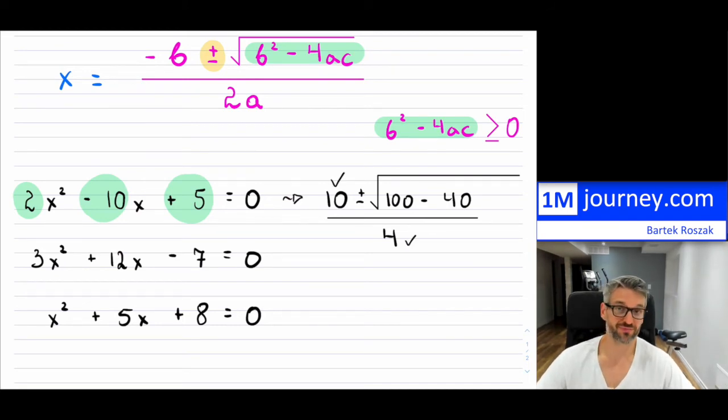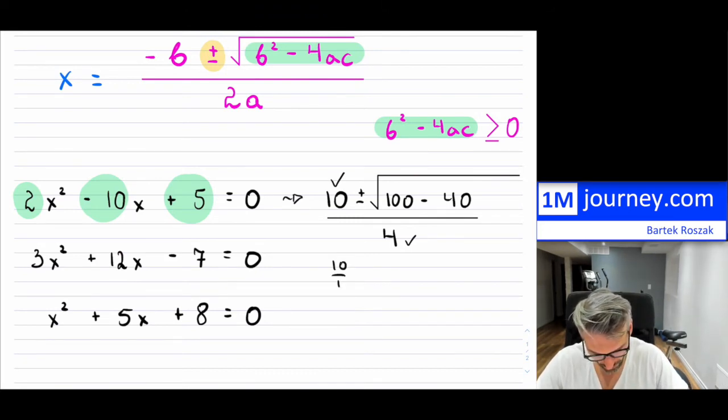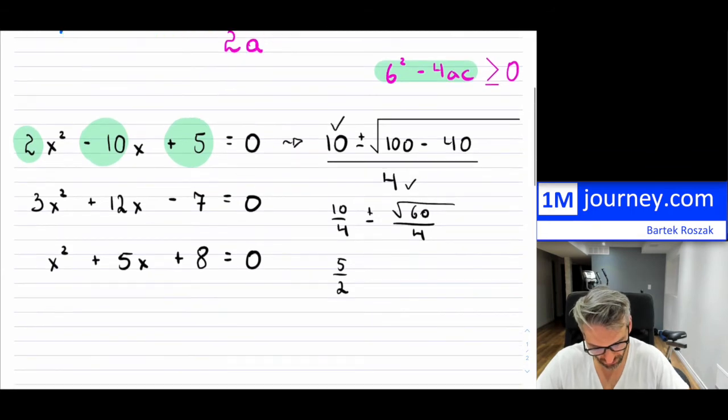So you can change it to a decimal or reduce it to a fraction. So 10 over 4 is the same thing as 5 over 2, really. And then it's going to be plus minus, and then you have the square root of 60 divided by 4 right there. So we have our answer.